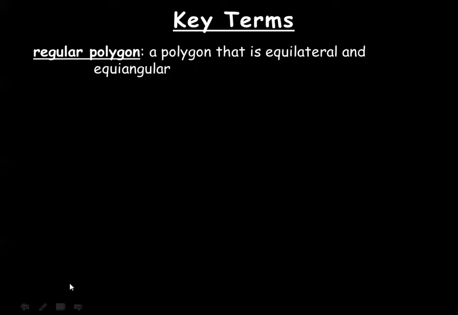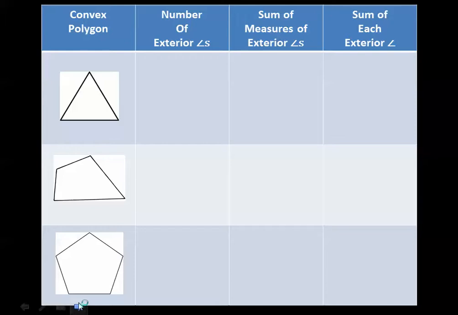The term that we're going to be using primarily in this lesson is regular polygon, and remember that's a polygon that's equilateral and equiangular. First, we're going to start out by filling out this table, and instead of putting the name of the polygons, I just put a picture of them so we could work with it a little bit.